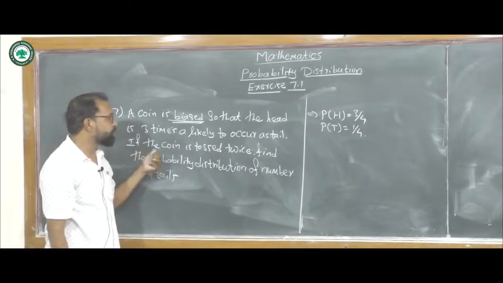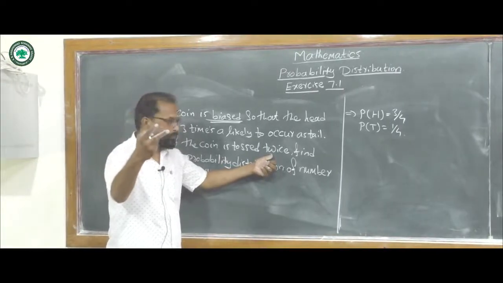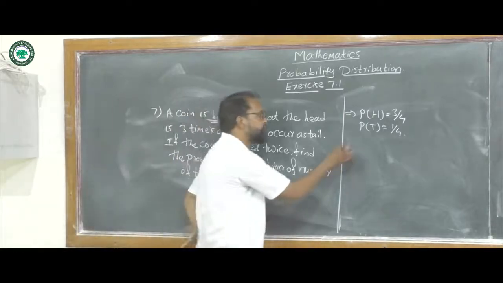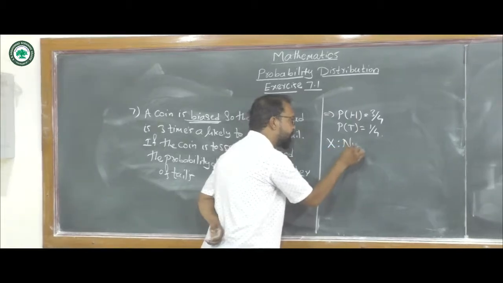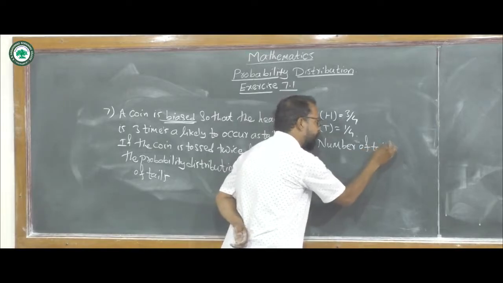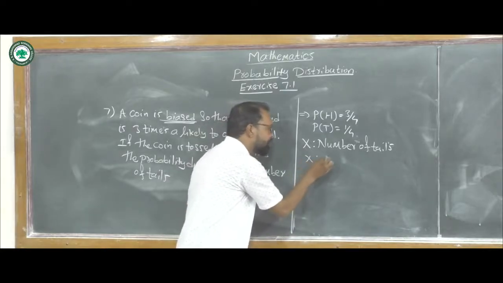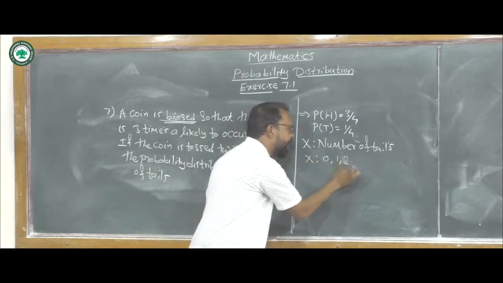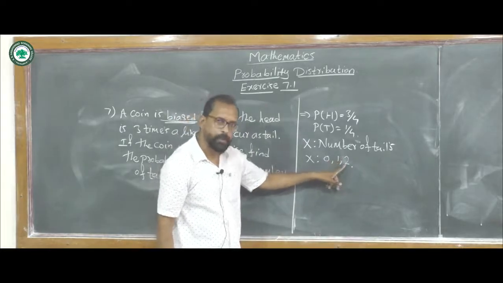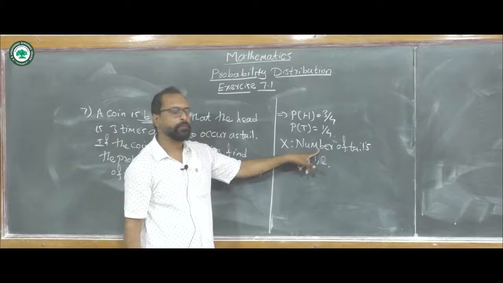Now next is, if a coin is tossed twice, find the probability distribution of the number of tails. Here we define X as the number of tails. Since we toss the coin 2 times, the values of X are 0, 1 and 2. Remember, the values of X are the number of tails.